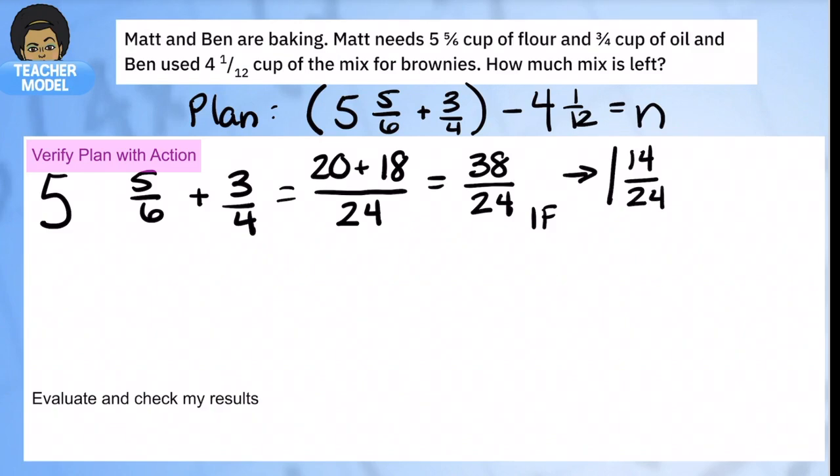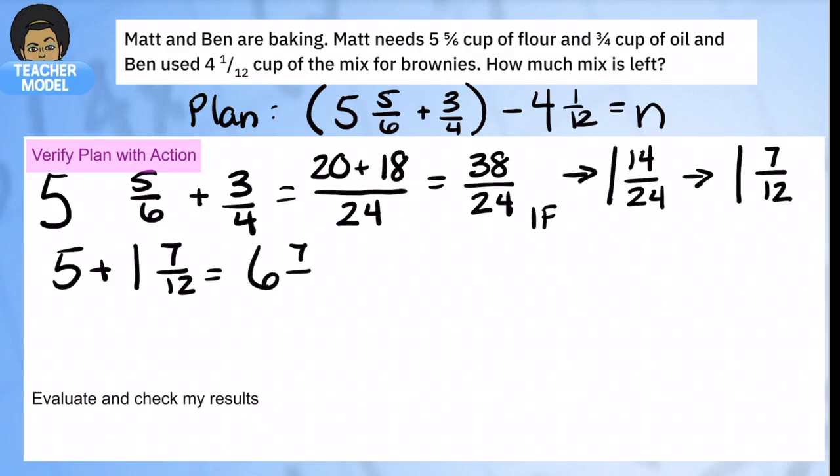I'd rather work with a friendlier number. So I could simplify this as half this. And make this, let's see, I can divide both by 2. So 7 twelfths. All right, so let's go back to the beginning. And now I have 5 plus 1 7/12. That's nice and easy. That's just 6 7/12. So that's giving me this value here.